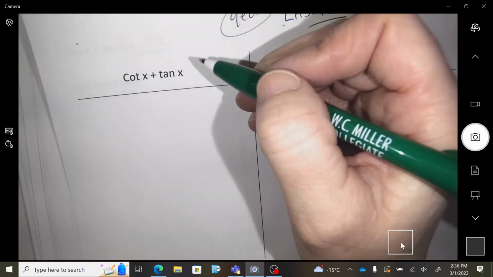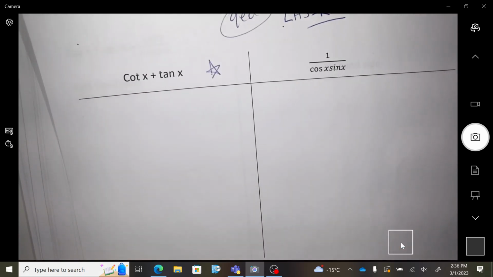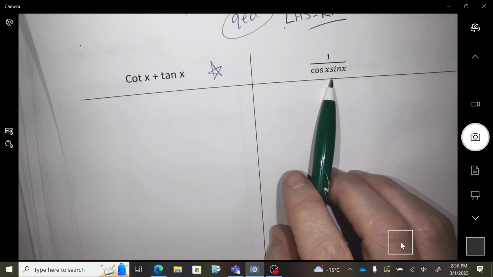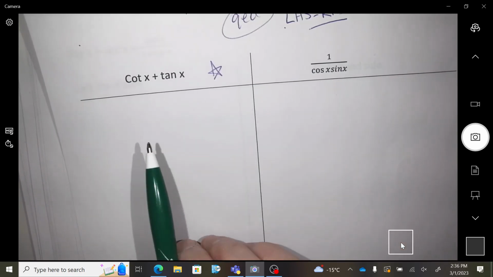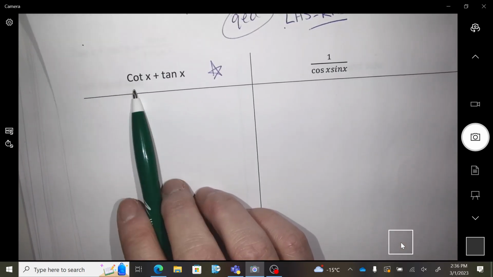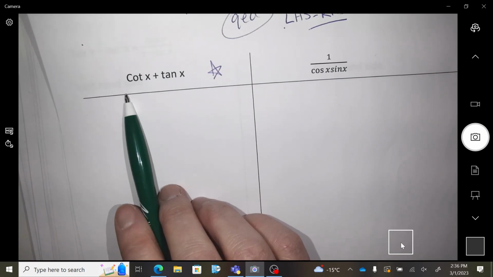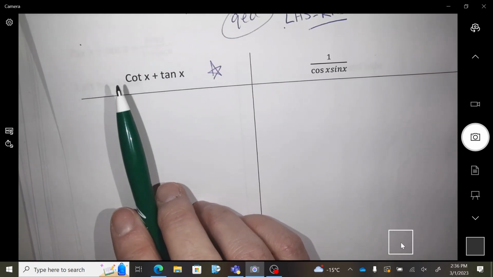I feel like this side, right? Because this is already in cosines and sines, so I can't really go anywhere with it, you know what I mean? Once you're in cosines and sines, you have nowhere to go. Okay, cotangent. Give me a replacement from your formula sheet there. You're on the back side.